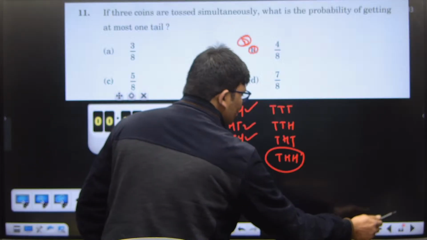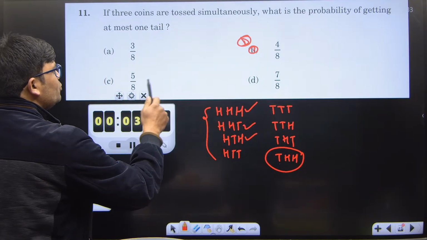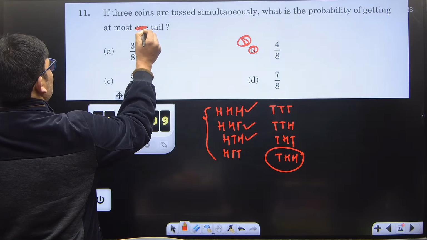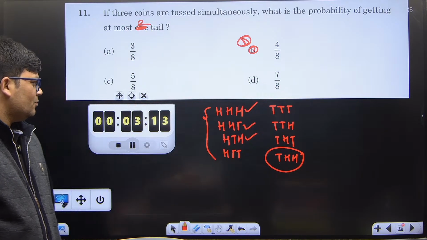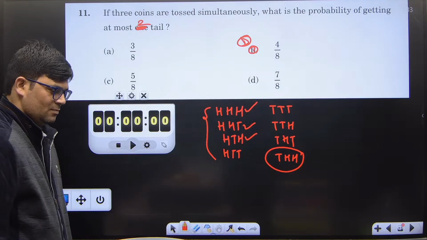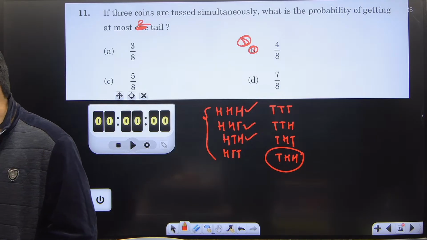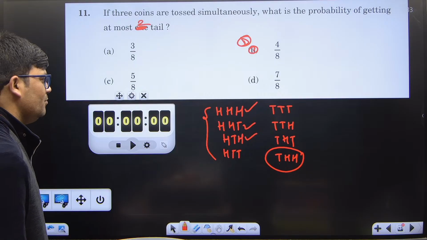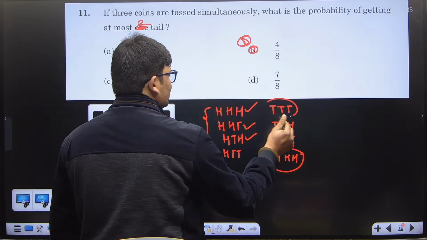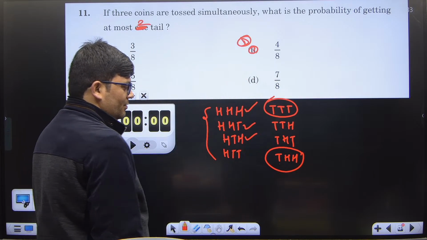If I change the question, if I ask you at most 2 tails instead of this, then what is the answer? बताओ. At most 2 tails, then what is the answer? 7 by 8. Very good. Because this will not be included.